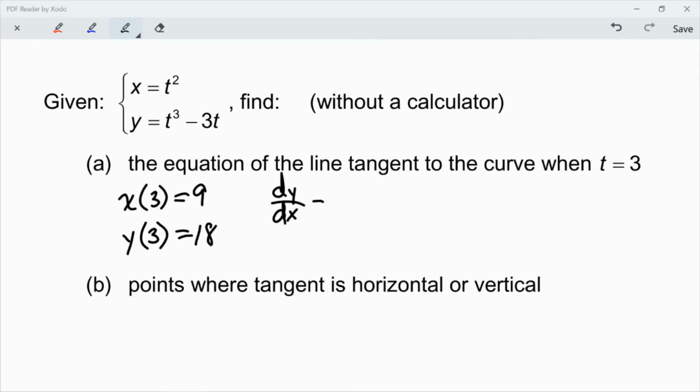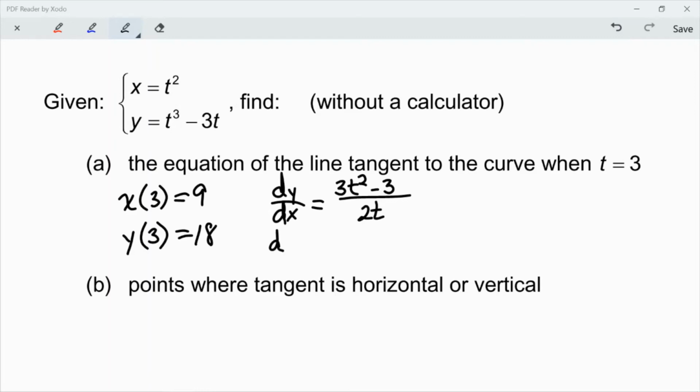Well, dy/dx is going to be dy/dt divided by dx/dt. dy/dt would be 3t squared minus 3. I'm just taking the derivative of that y equation. dx/dt would be 2t. I'm taking the derivative of the corresponding x equation.